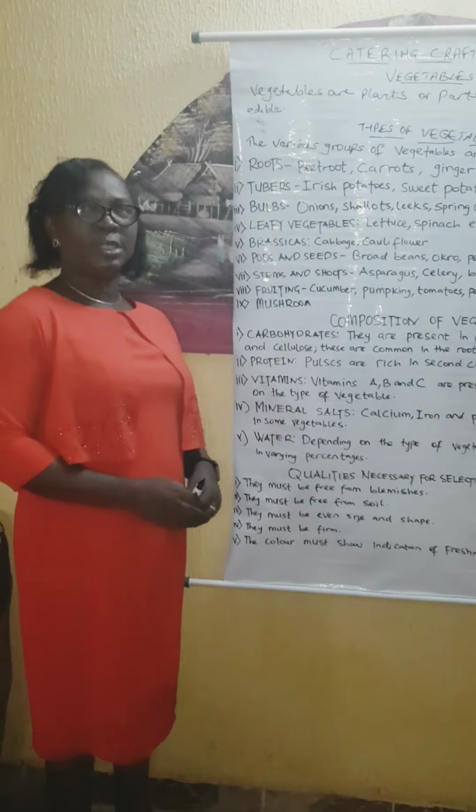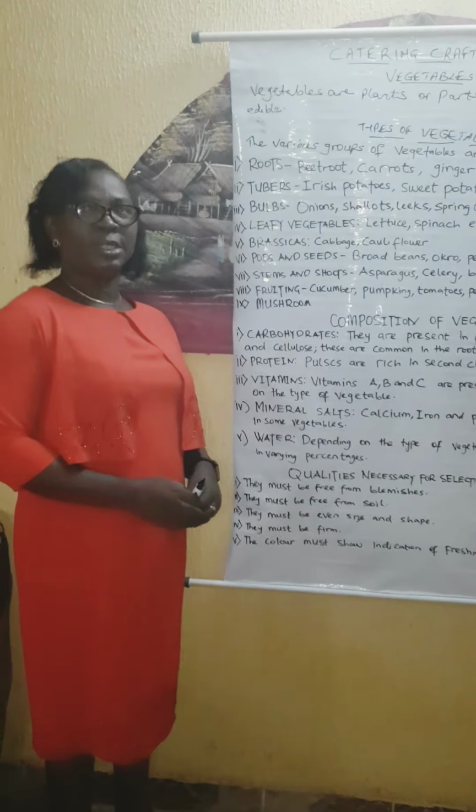Now we're moving on to composition of vegetables. When we talk about composition, we are talking about the nutritive value that we can derive from vegetables. The first one is carbohydrate. They are present in form of starch, sugar, and cellulose. These are common in the roots and tubers. The other time when we were talking about fruits and vegetables, we mentioned carbohydrate, and I remember I told you about the fibers in form of cellulose, the importance. The cellulose is a roughage. And when we talk about roughage, they have the ability of preventing constipation.